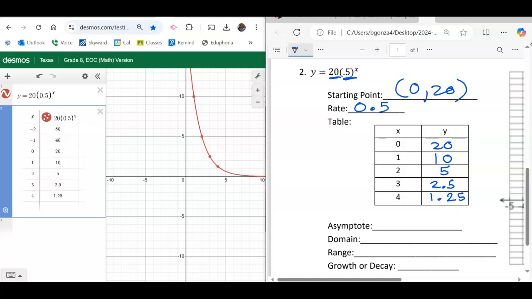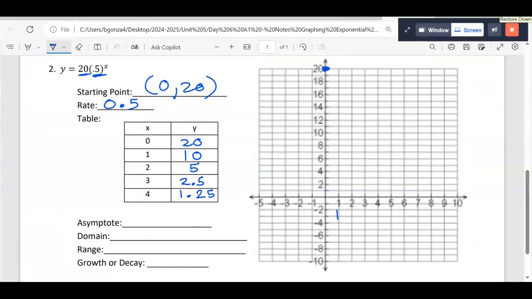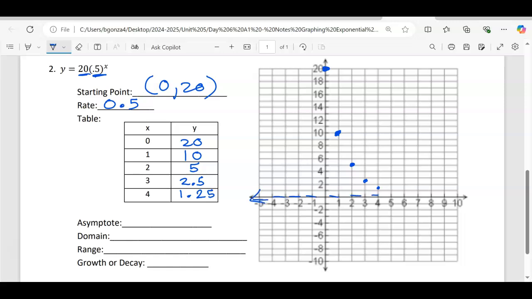Okay. Then we need to graph this. So go ahead and put a point at 1, 10, 2, 5, 3, 2.5, 4, 1.25. Again, you have to kind of estimate these decimals, right? Everyone's getting this down? Don't forget the asymptote is on the x-axis at y equals 0. And then you connect these dots, these points, and do not touch, do not cross the asymptote. Cool. We said the asymptote is always y equals 0. Domain is always negative to positive infinity. The range is always 0 to infinity.